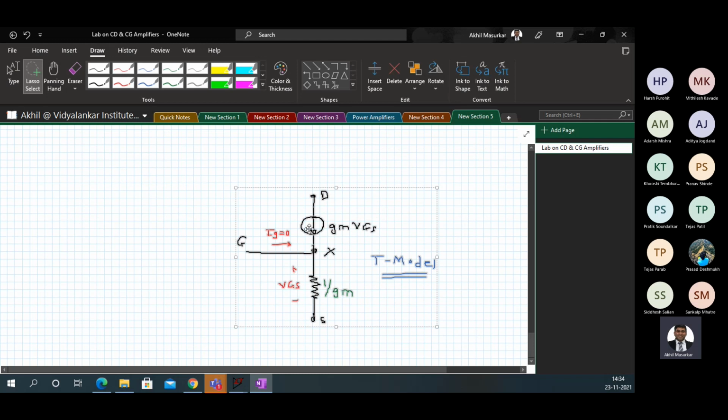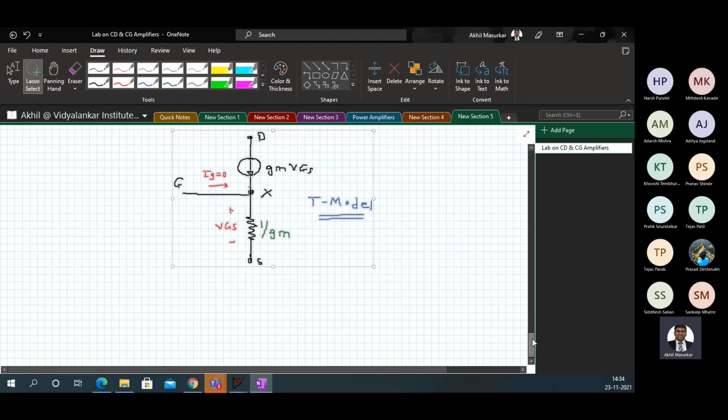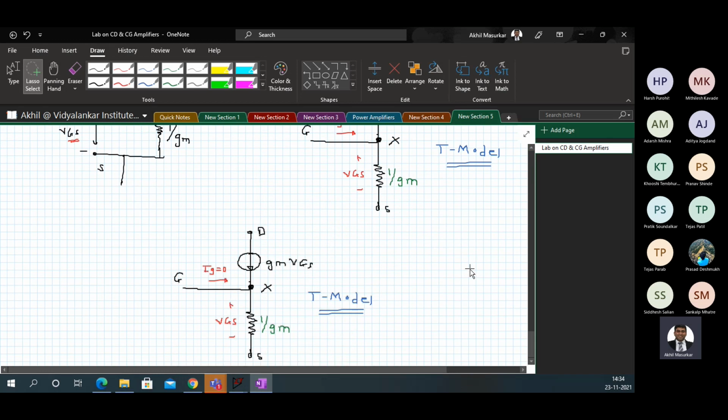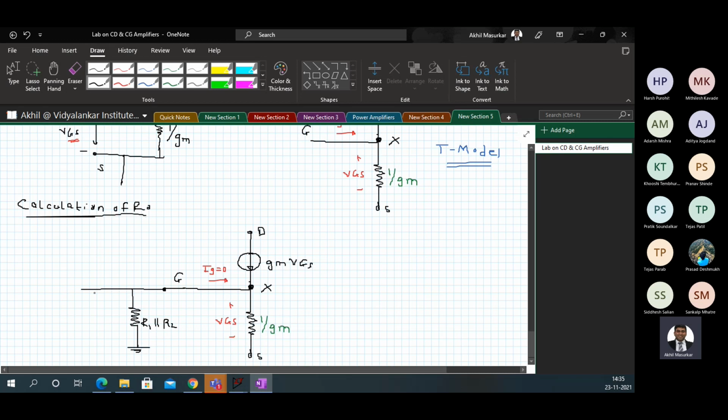So what I'll do is I'll take this thing and put it here. Okay, so this is my model. Now at the gate, what are we applying? At the gate we have R1 parallel to R2. So, calculation of R0. Then we have V in, but when we calculate R0, my V in is connected to ground.